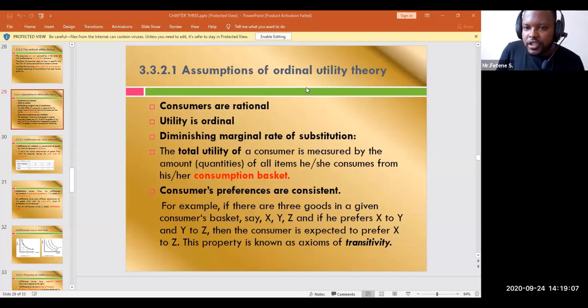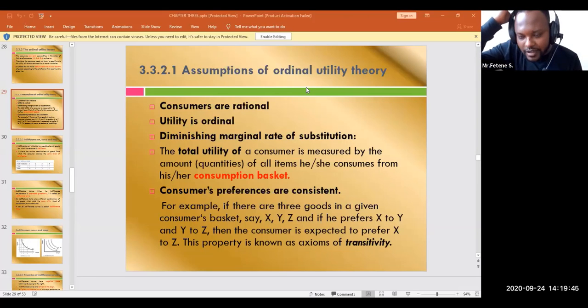So what are the assumptions of ordinal utility theory? The first one is that the consumers should be rational, which means the consumer is rational, then the utility or the satisfaction is maximized within his or her budget line or income ማለት ነው። ኮንሱመሩ budget constraint አለው or income constraint አለው። Within that income constraint or budget constraint, we have to maximize the utility. This is that the consumers are rational.